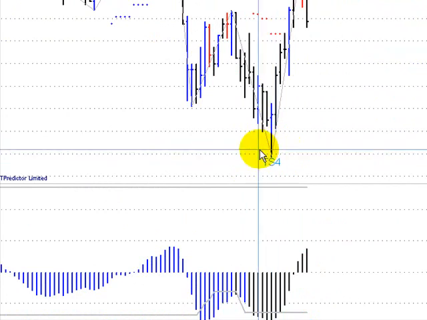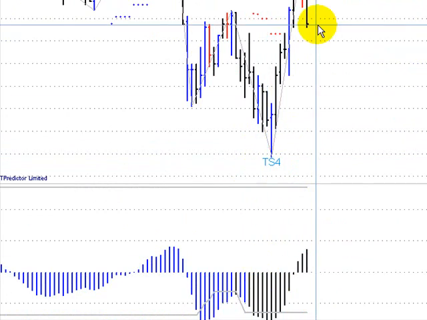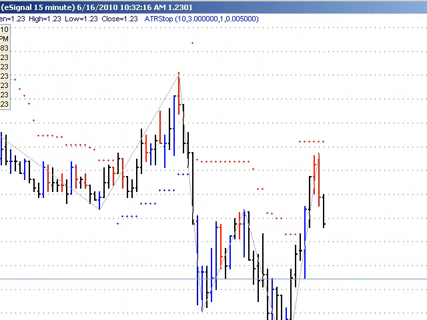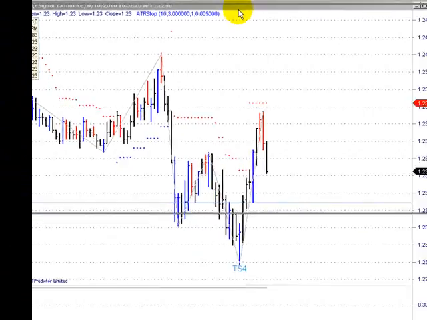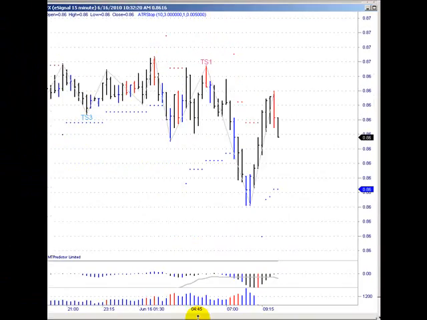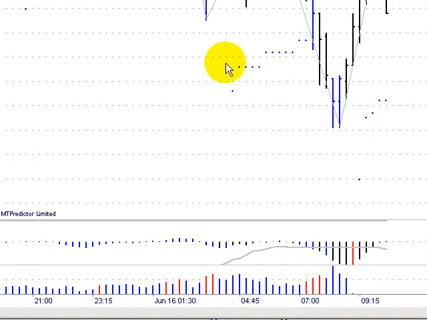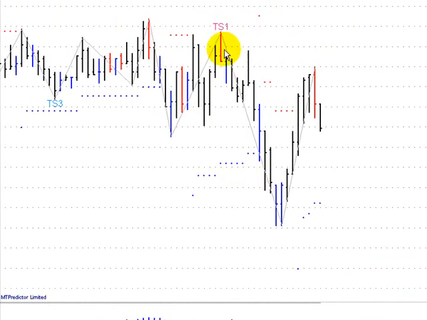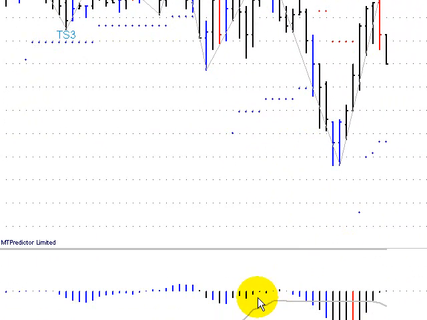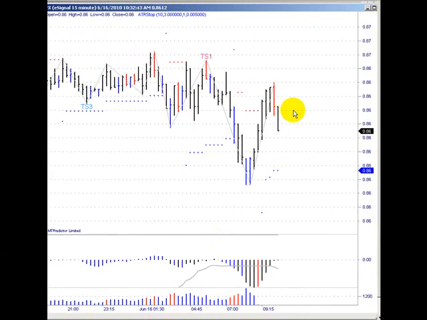Here's a Euro US dollar, a nice TS4 long there on a neutral trend. And then I'll just pull this one in here. This is the Australian dollar. Nice TS1 sell there. It might have been counter trend. It's hard to tell. Looks like the trend had gone neutral, at least during this period. But a nice sell there.